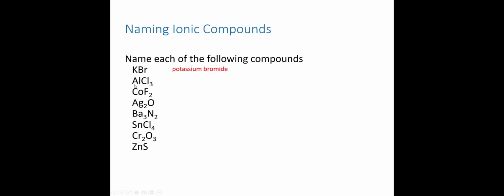Here we have aluminum with chlorine, that becomes chloride. So aluminum chloride. Aluminum in group 3 is always +3. So we don't include the charge of aluminum in the name. So aluminum chloride.